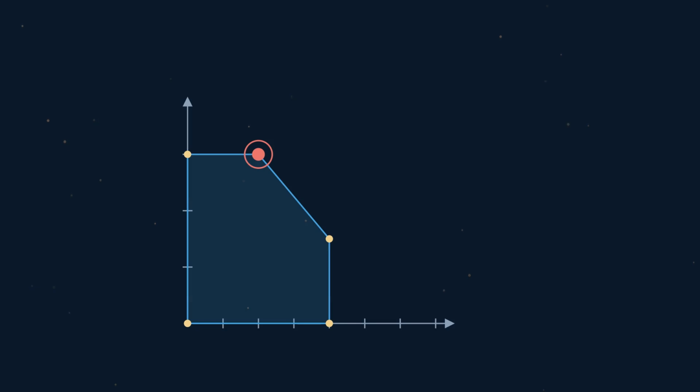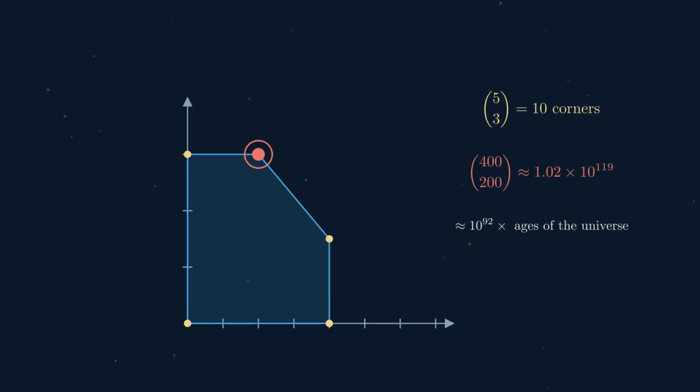With 5 corners, that takes about 10 seconds. Now scale it up. 200 products, 200 limits, a small factory, really. The number of corners explodes to 10 to the 119. Check a billion of them every second, and you would still be counting long after the stars burn out. Brute force is dead on arrival.